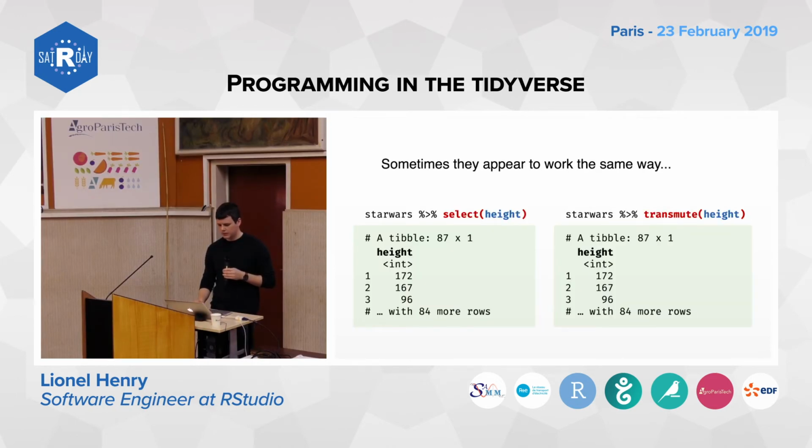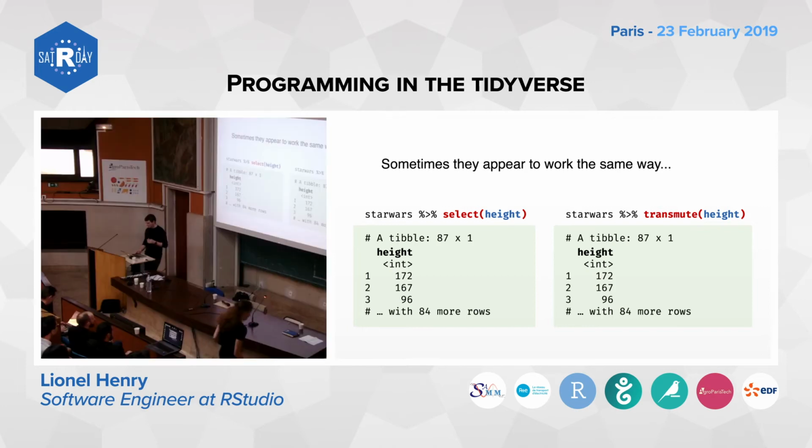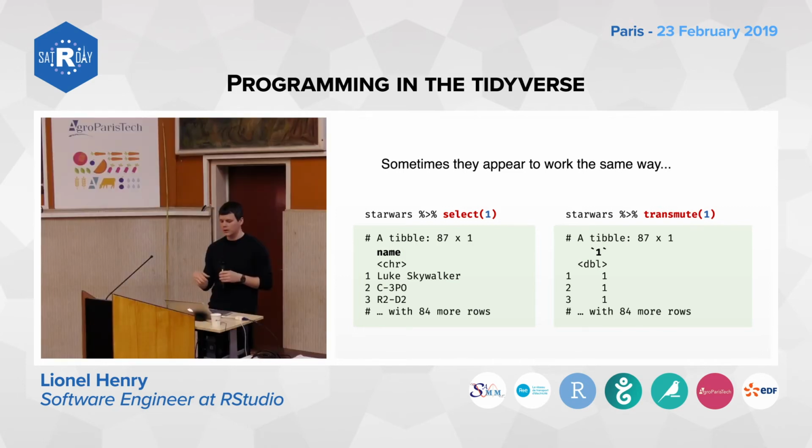So sometimes actions and selections appear to work the same way. So for example, here I'm selecting height, and I'm transmuting height, and I get the exact same table as a result. But if we change the input a bit, I want to select 1 and transmute 1, then I get a different result. In the first case, 1 is interpreted as a position in the data frame, and so we get the first column. And in the second case, we create a new vector 1 that is recycled to the table size, and so that's why you get this data frame that contains the vectors of 1.